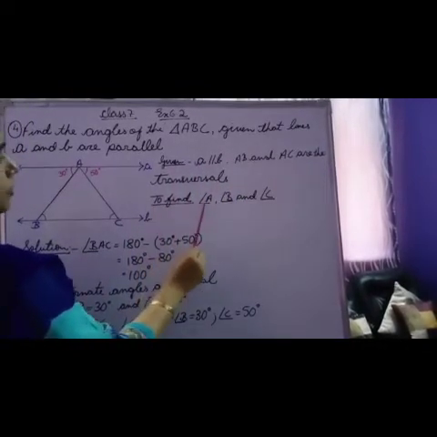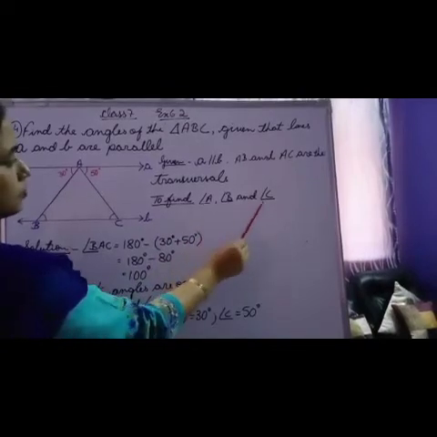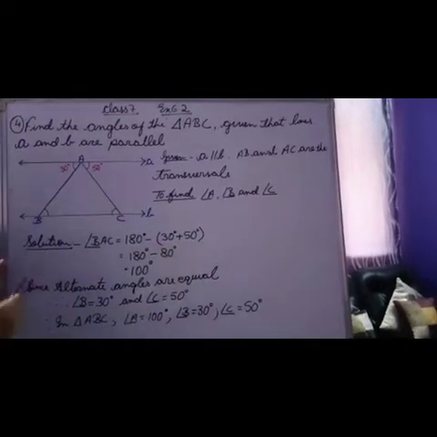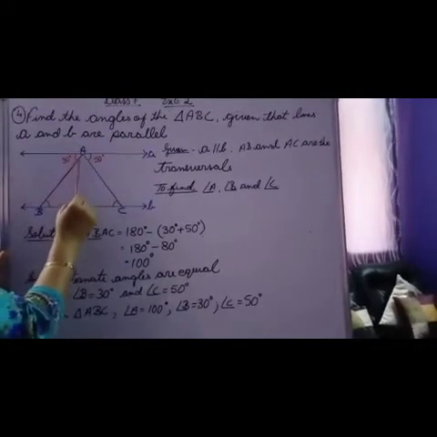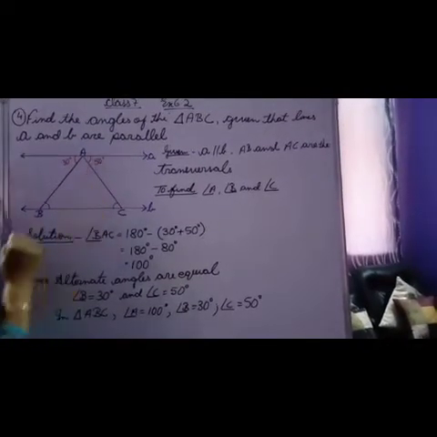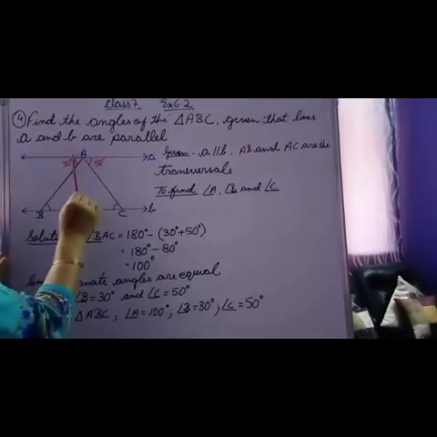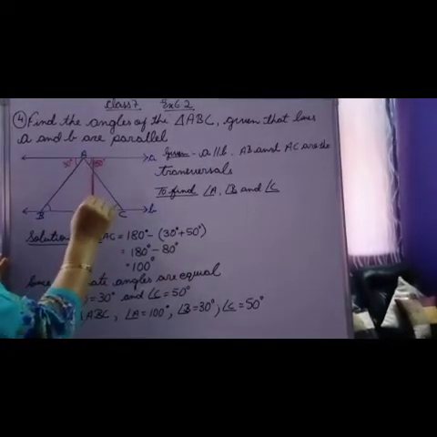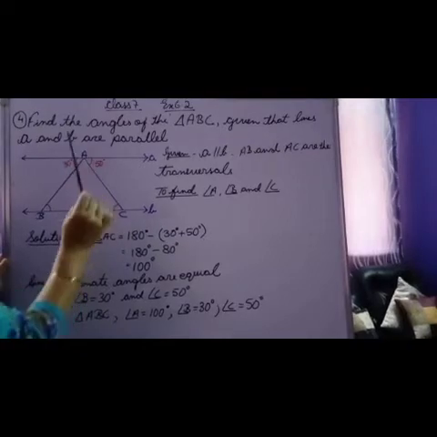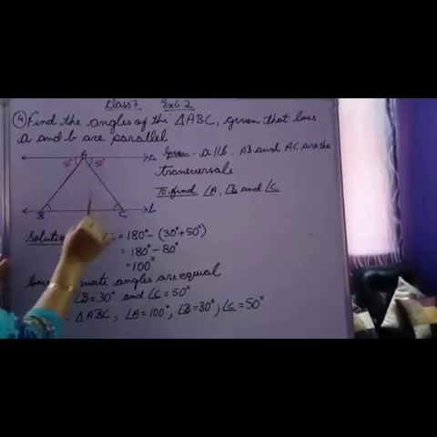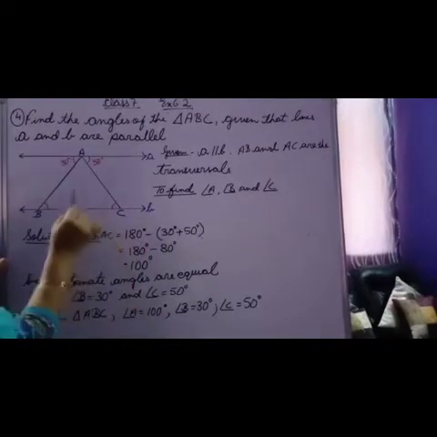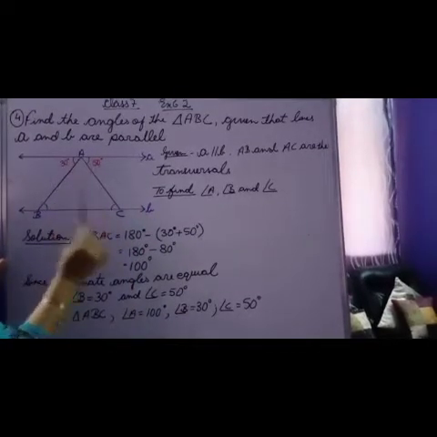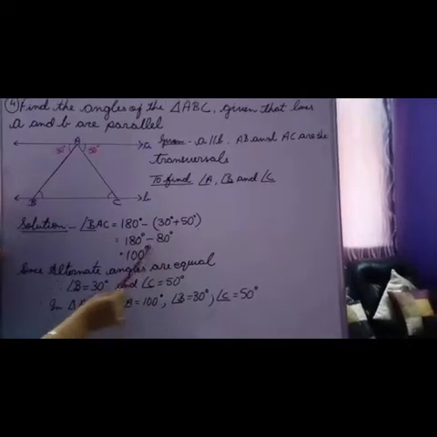We have to find the measurement of angle A, angle B and angle C. Now look at the solution. If this angle is equal to 30 degrees and this angle is equal to 50 degrees, if you look at this whole angle, this is a straight angle, 180 degrees. So therefore angle BAC is equal to 180 degrees minus this angle plus this angle. So we find angle BAC is equal to 100 degrees.